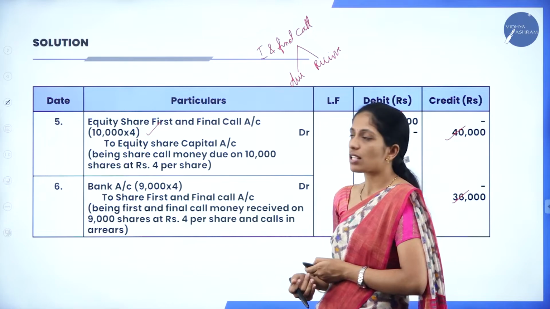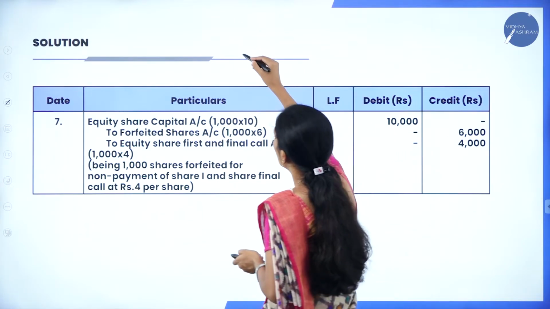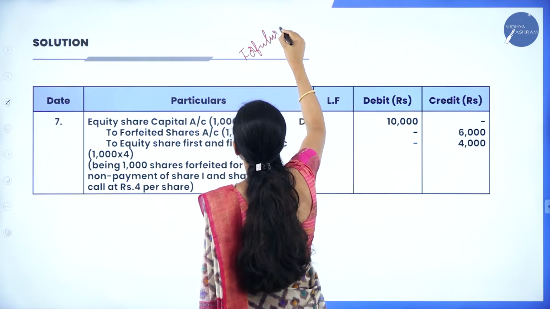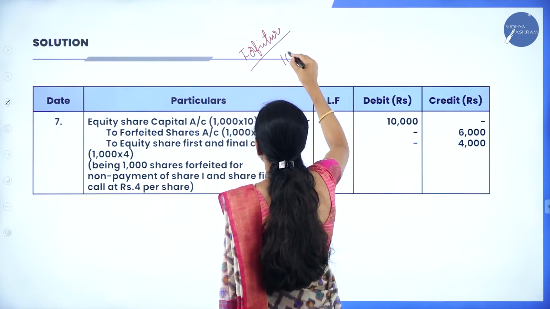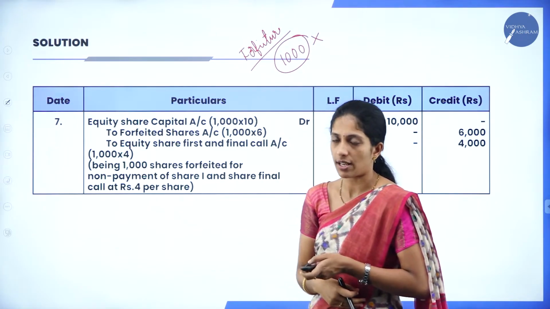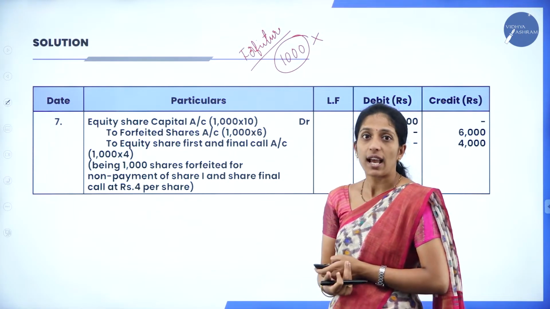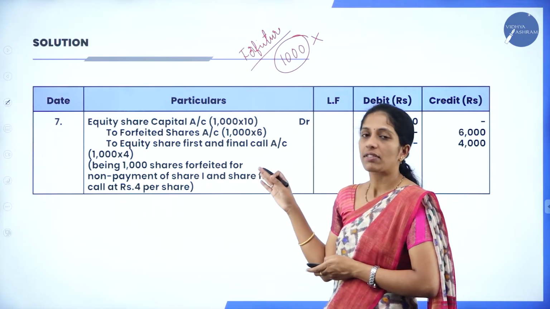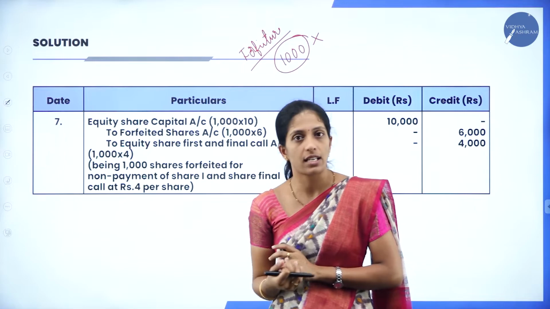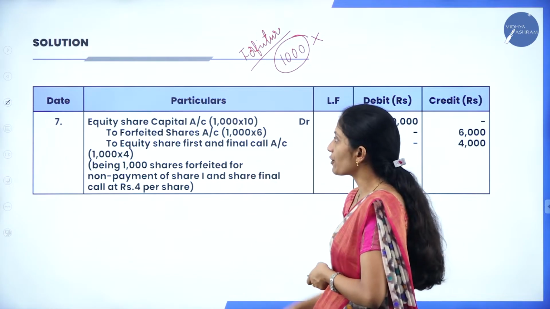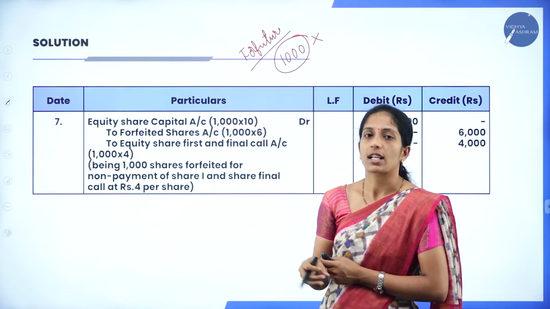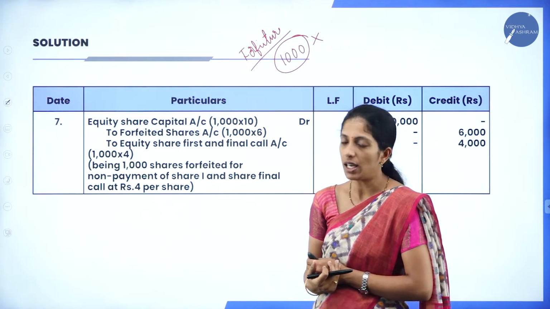Now the next entry is for what? Forfeiture. So the forfeiture entry is where 1,000 shareholders have not paid the call money. We are going to cancel their shares. But how much, they have given in the question. They have clearly told that 1,000 shareholders who have not paid, we are going to cancel their shares. Now what is the forfeiture entry? Equity share capital account debit, to forfeited shares account, to share first and final call account.